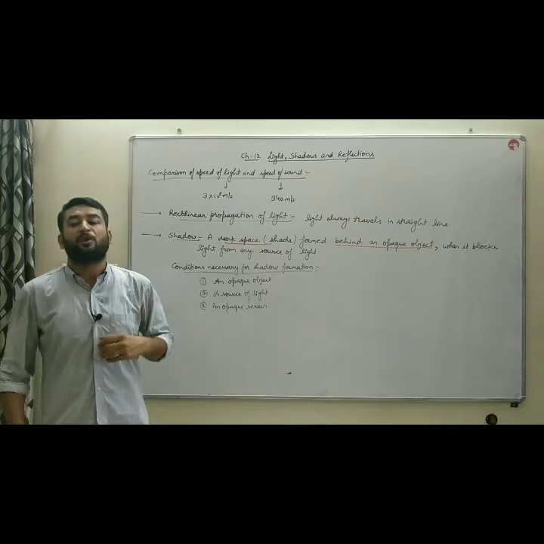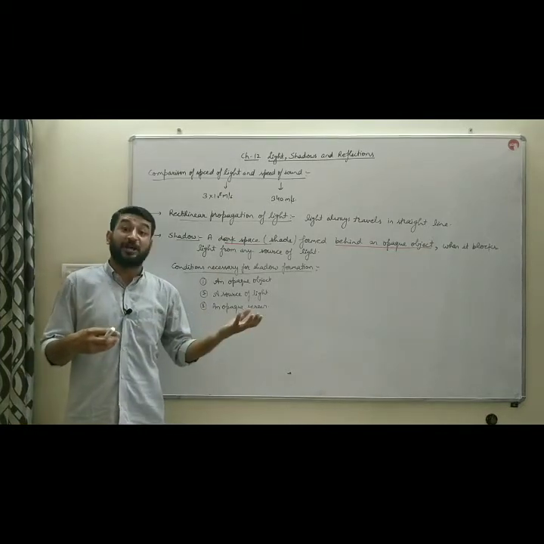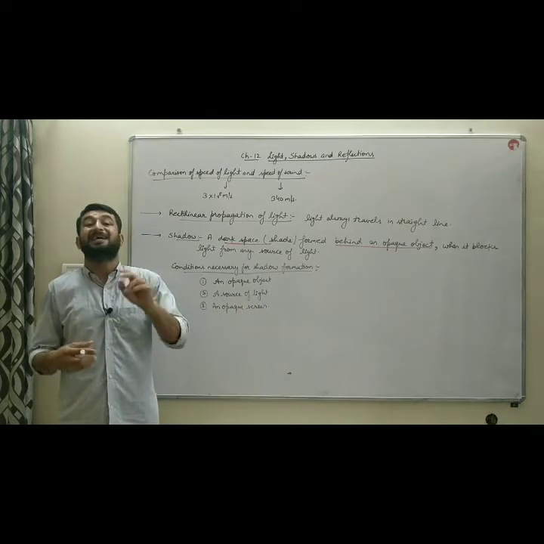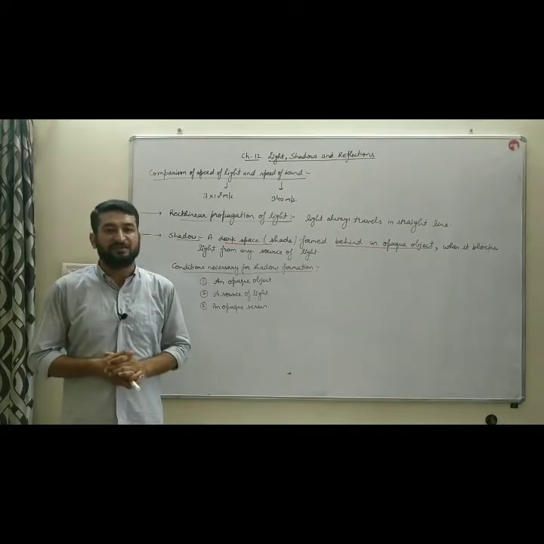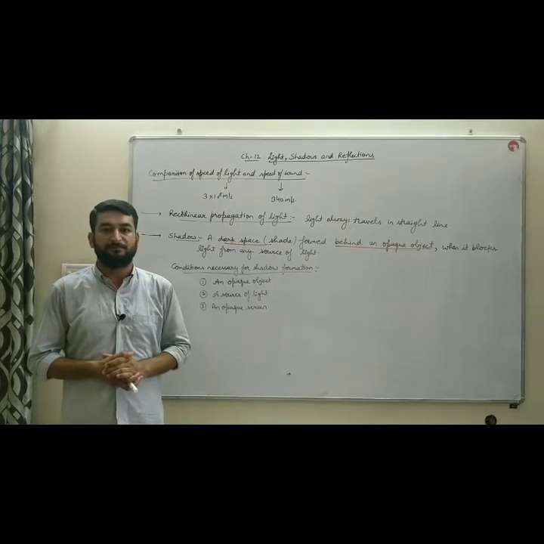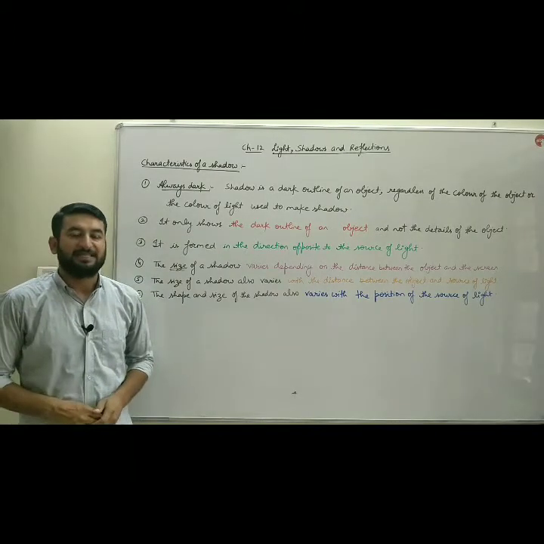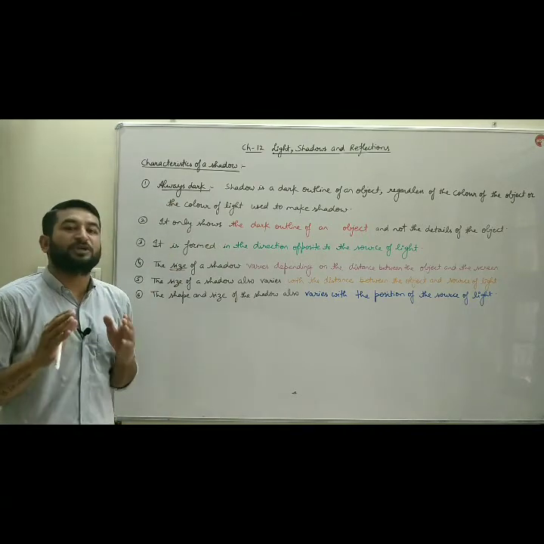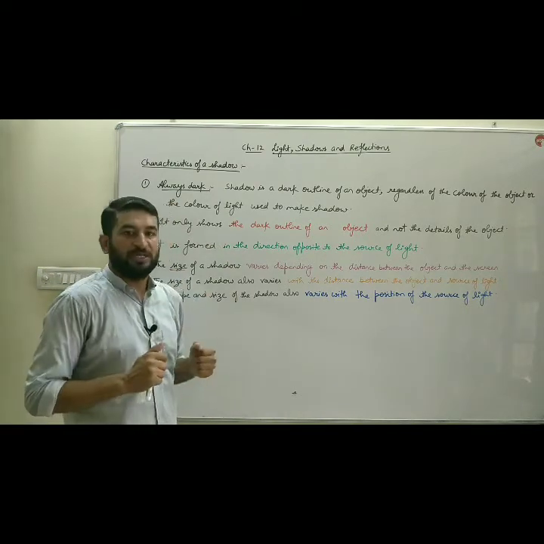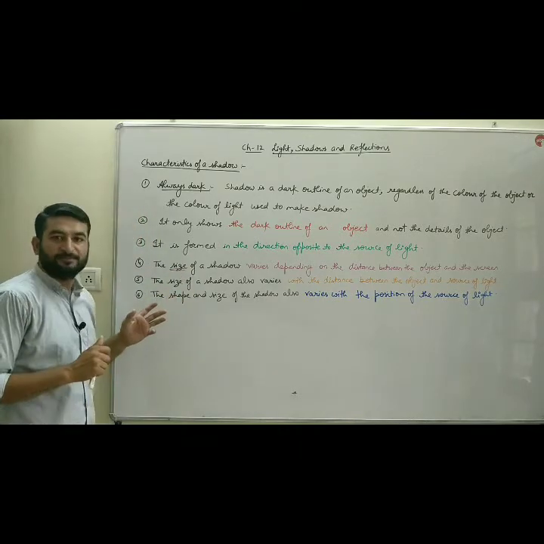First one is an opaque object of which the shadow is to be formed. Second, a source of light. And the third, an opaque screen on which the shadow is formed. Now we will discuss the characteristics of a shadow. What are the features or characteristics of a shadow that we will discuss in this topic?